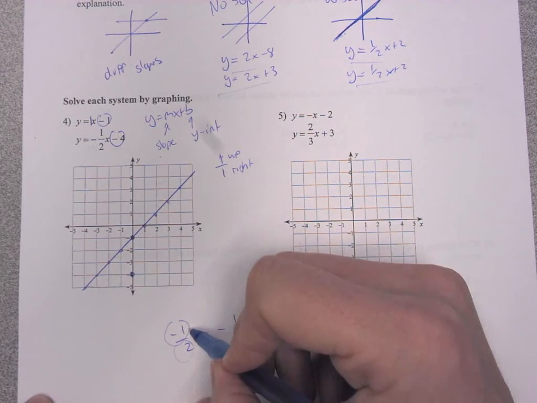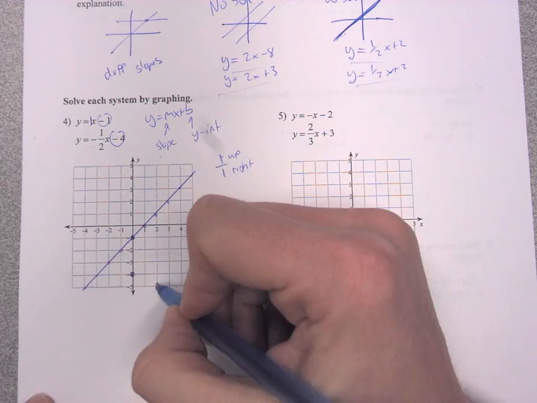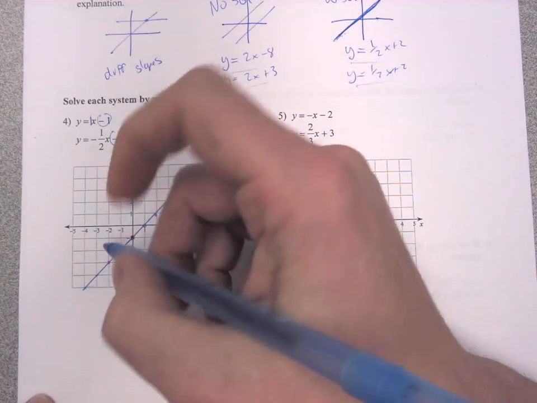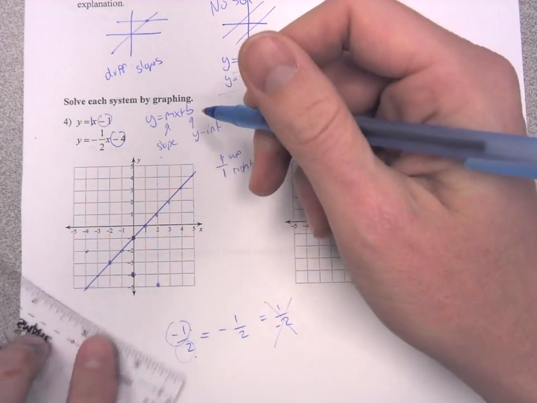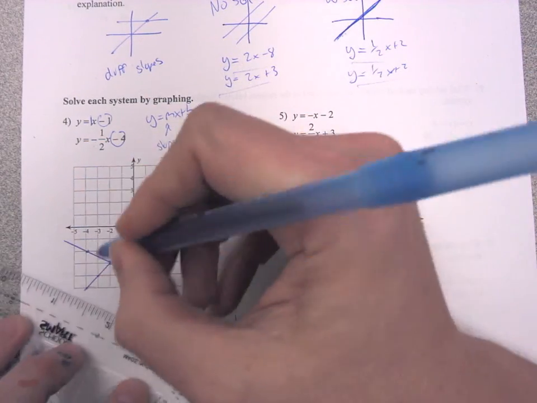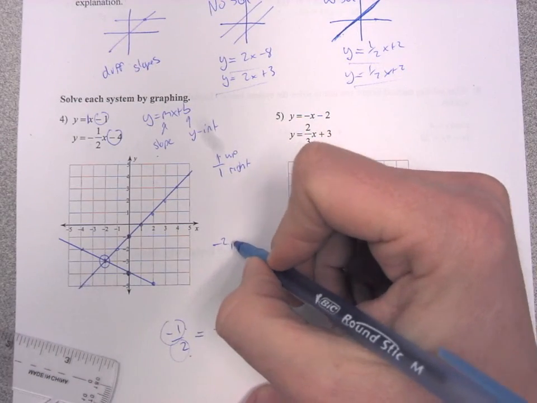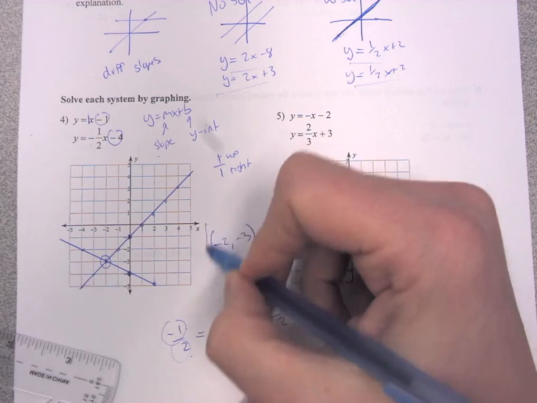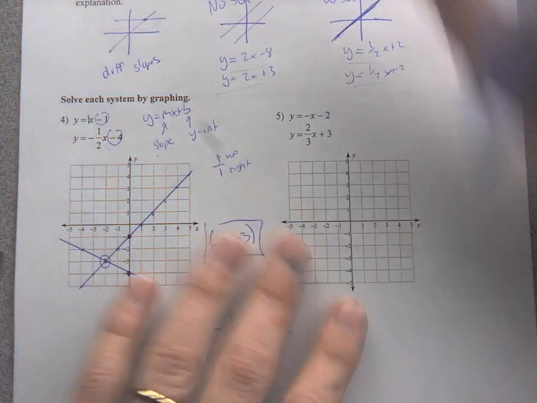That means down 1 and right 2. So from here, down 1, right 2. Okay, I ran out of room, so I'm going to have to go backwards. And you can see now that there's that intersection point. Okay, there's your solution, the intersection point, right? -2, -3. Your solution should be an ordered pair.